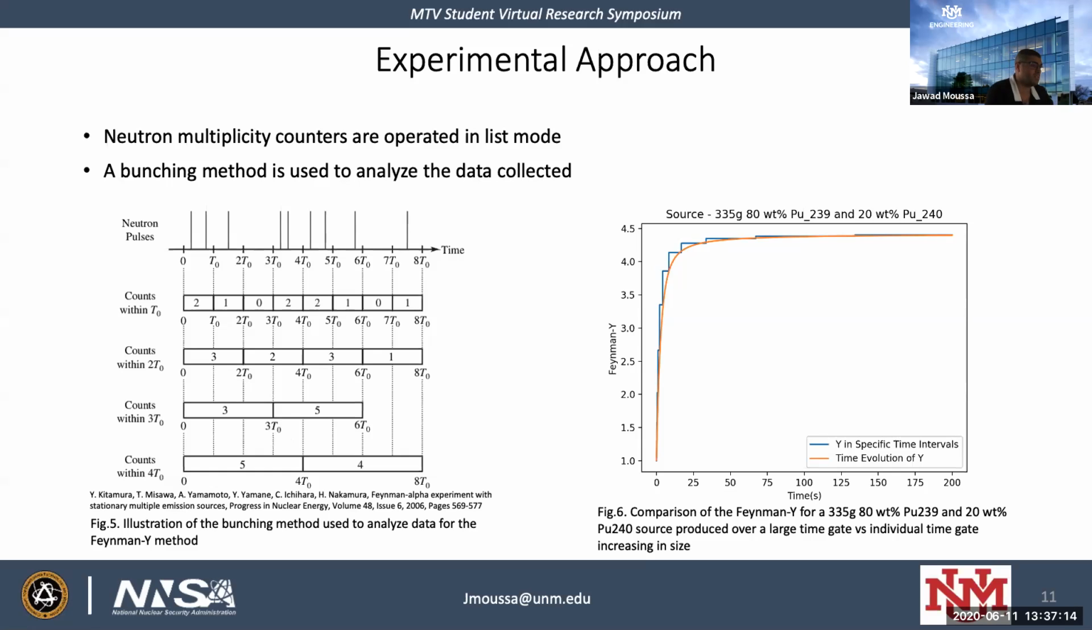So we took a similar approach, and we wanted to see if there was a difference between generating a time evolution of y from time 0 to a given time versus measuring the Feynman-Y in specific gates at a later time in the future. And you can see that we saw no difference in this plot here on the right, where the histogram-like line represents the Feynman-Y within given specific time intervals, while the continuous line is the time evolution, and you can see that they match exactly.